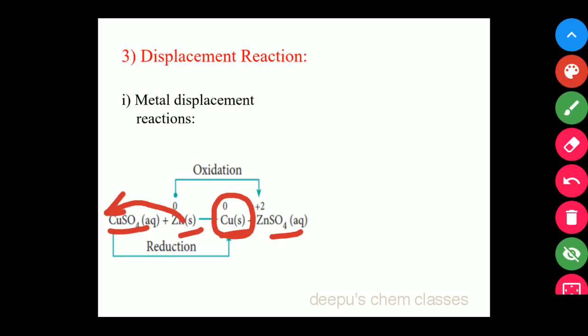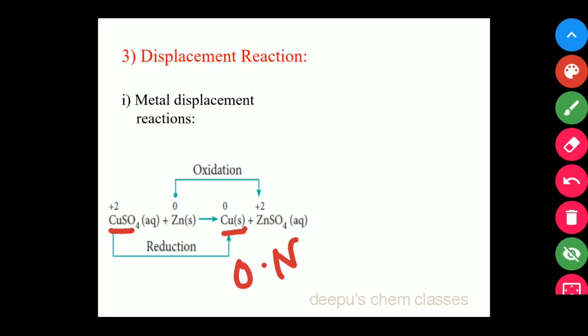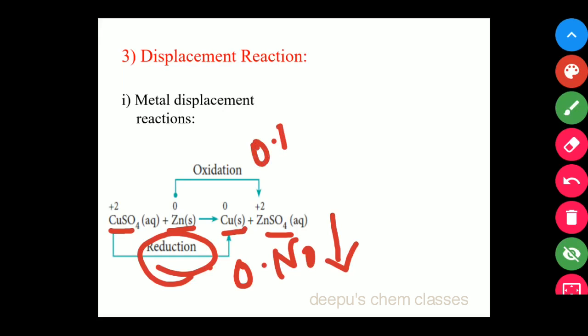Here, copper has the +2 oxidation state on the reactant side, but copper has 0 oxidation state on the product side. So +2 to 0, the oxidation number decreases, so it is reduction. Zinc has 0 oxidation state on the reactant side, but it shows +2 oxidation state on the product side. So 0 to +2, the oxidation number increases, so the process is called oxidation. So it is a metal displacement redox reaction, because the displaced element is also a metal here.